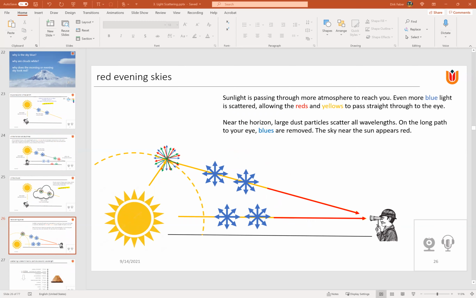Yeah, red evening skies, that is also the same thing. You have a complex interplay between geometry and where the light is and where the observer is. So if you would look directly at the sun, a lot of blue light would be scattered away because that is done more efficiently in the atmosphere. So what you're left with in this case is red light. So that's why the evening sky then starts looking red.